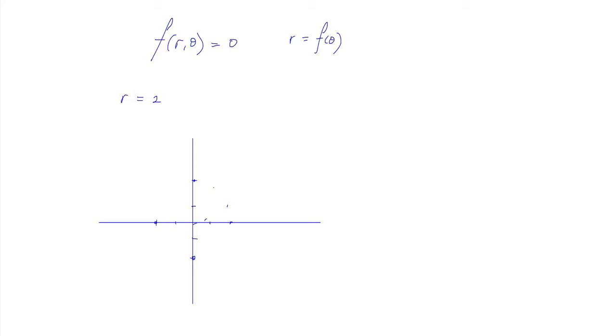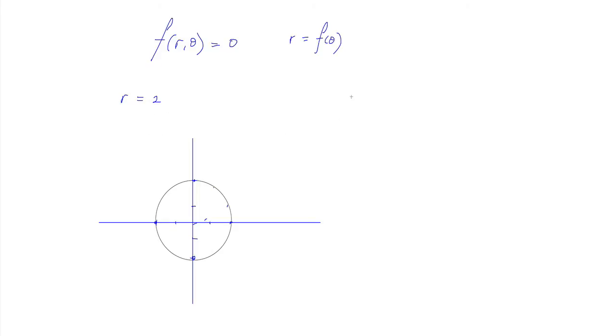So I hope you can see that it's going to be a circle. Okay, so r equals 2 at any degree of rotation means it's a circle with a radius of 2. This is an example where I fixed the radius.